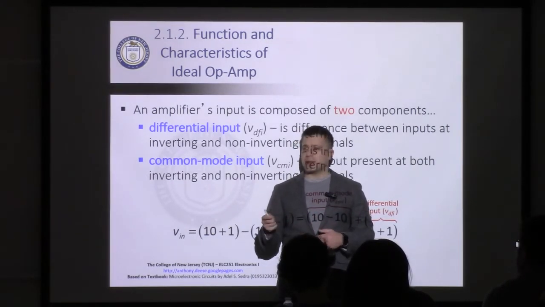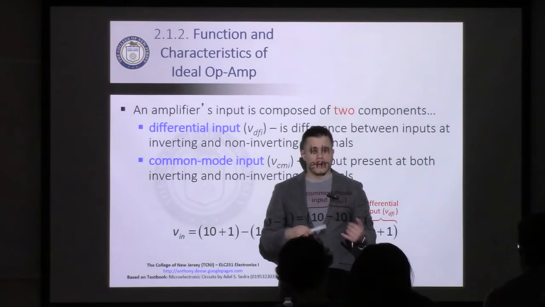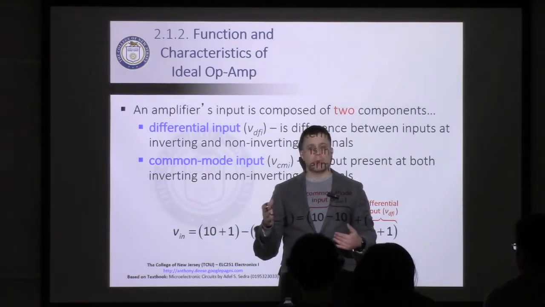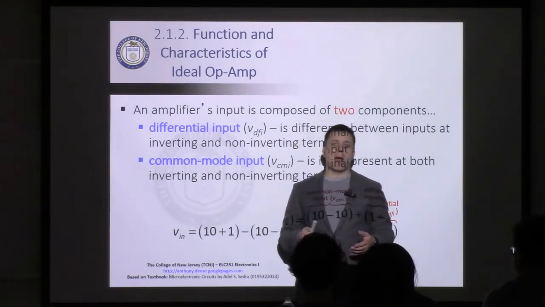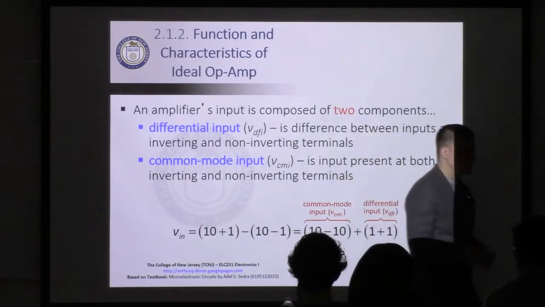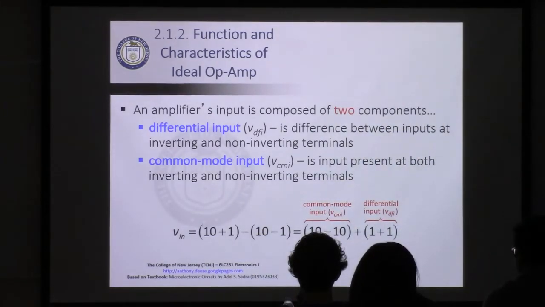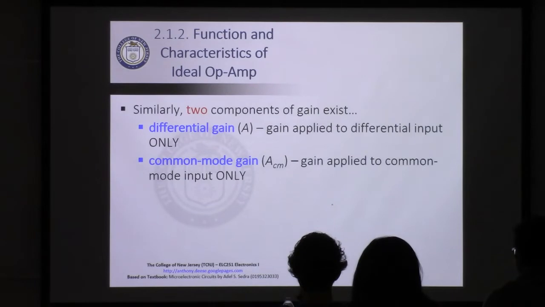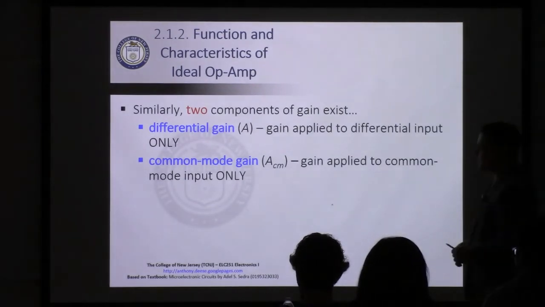Let's say you have positive 0.1 and negative 0.1. Differential input is the same, 0.2. But in that case, the common mode input is 0. Generally, we want to amplify only the differential input, not the common mode input.